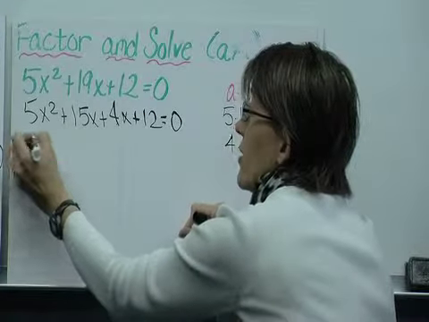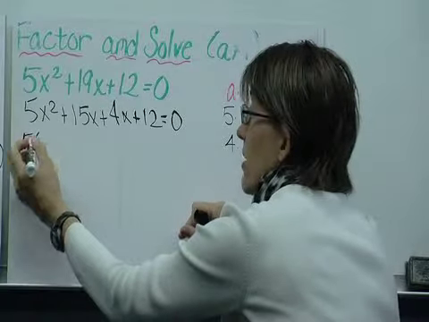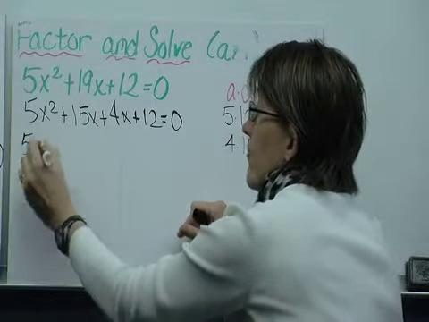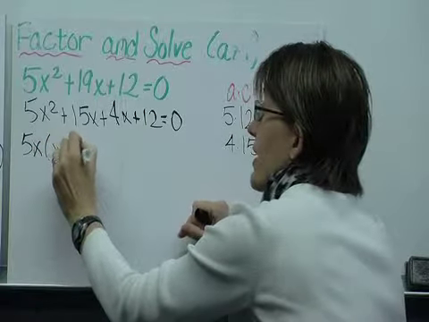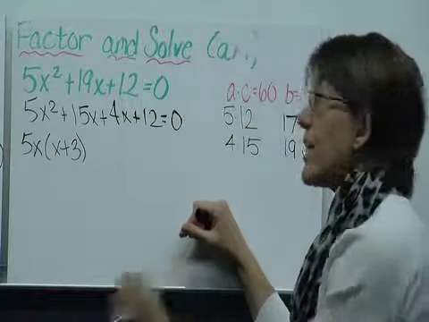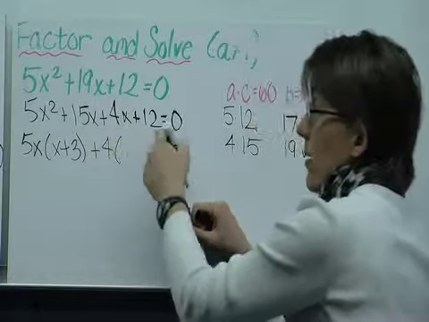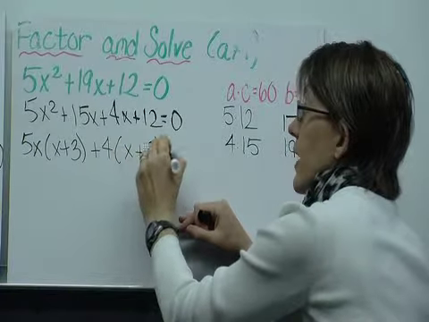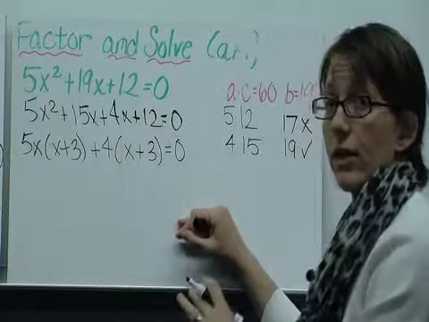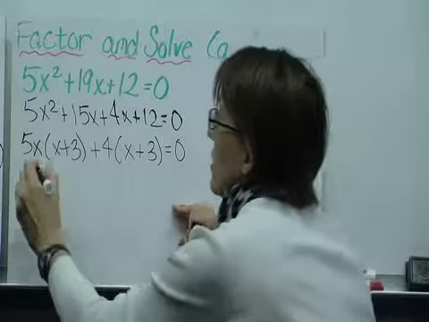Now I'll factor by grouping, dividing out my greatest common factor, 5x. That gives me 5x times the quantity x plus 3. Dividing out my greatest common factor of the second 2, I have 4 times the quantity x plus 3. I know I'm doing a good job if I have 2 sets of parentheses that match.